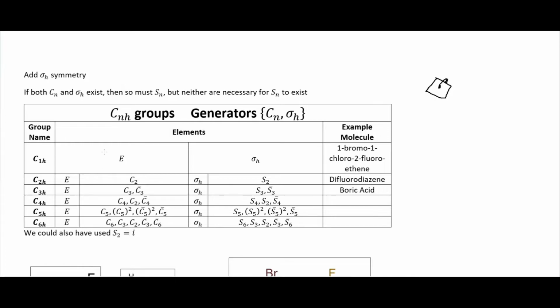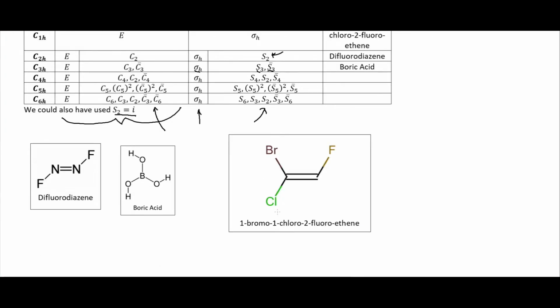And so we see here, once again, on this side, we have our CN groups. And then what we're doing is we now take this sigma H and act the sigma H on the C2. That gives us this S2, which is the same as an inversion, so we could use that as I. We take these two C3s here. If we do a sigma H on either one of those, we get this S3 or this S3 bar, and so on and so forth. And that's how to read this table: the S's on this side are taking our rotations from this side and acting on them with the sigma H.